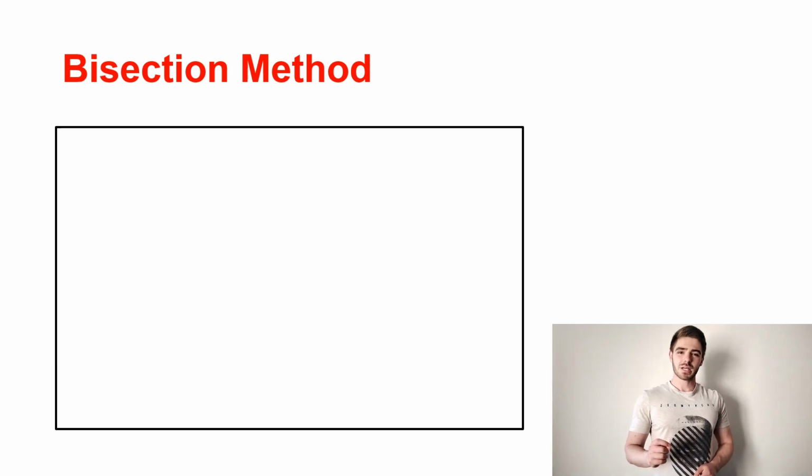In this video, we're going to cover the bisection method. The bisection method is a technique that we can use to solve equations that take the form f of x equals 0. Here's how it works.